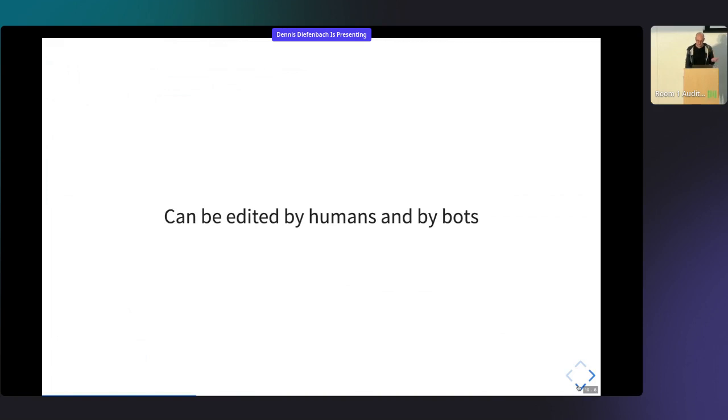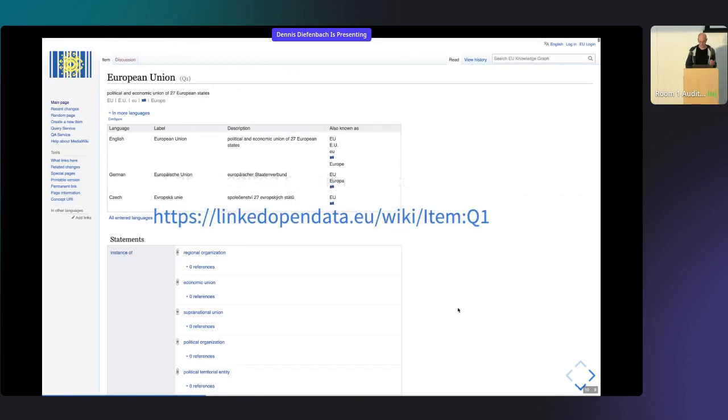Another argument is that this graph is edited both by humans and by bots. Either you go directly to the page and edit the entity, or you write a bot that is running over a large part of the data and carrying out specific tasks. In Wikidata, there are thousands of bots running over the whole data. And in the EU knowledge graph, we also have a couple of bots that are making very specific actions on top of the data.